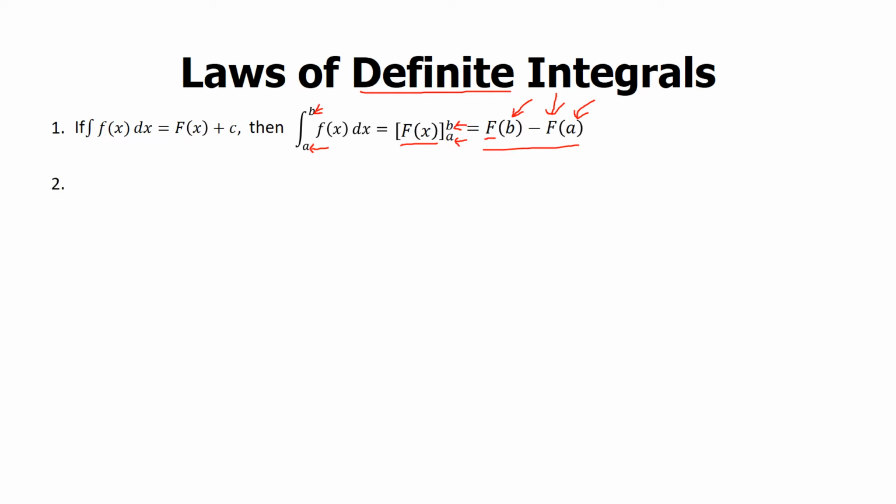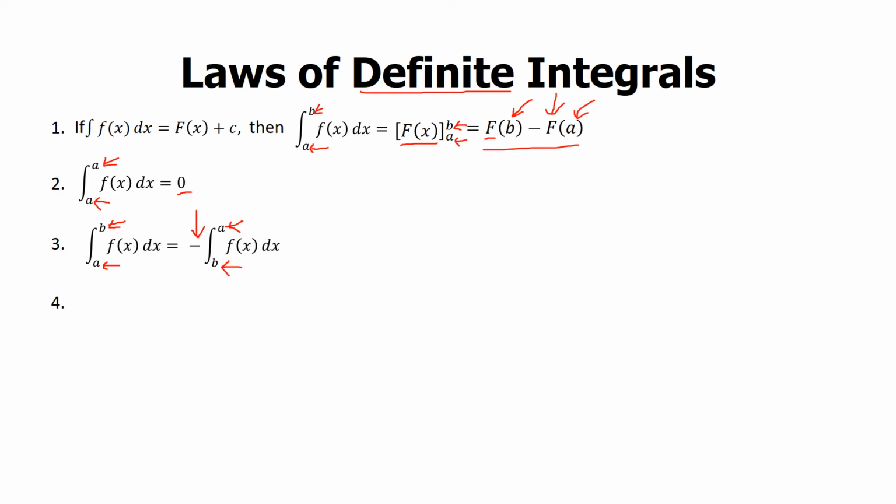Law number 2. Integration of a to a f(x) dx equals 0, which means if the lower limit is the same as the upper limit, the integration will give us 0. Number 3. Integration of a to b f(x) dx equals minus integration of b to a f(x) dx, which means if we swap the lower limit and the upper limit from a to b to from b to a, it will be negative.